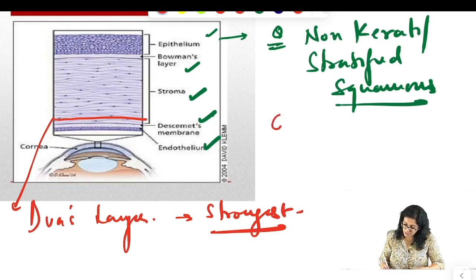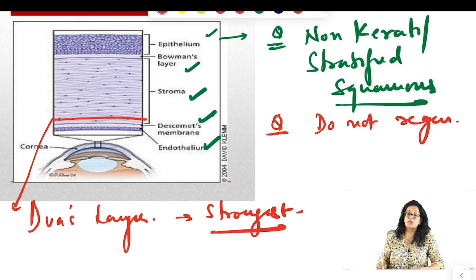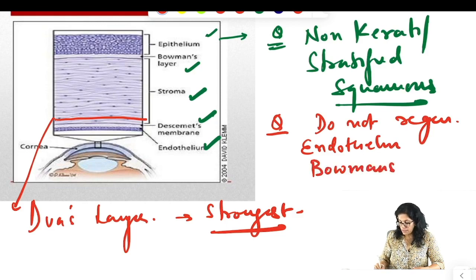Okay. Any other question here? Yes. Which are the layers which do not regenerate? If they ask you, this is a question. First answer will be endothelium. Second answer will be Bowman's. Please remember, Bowman's membrane is nothing but the outermost part of the stroma only. So stroma and Bowman's will not regenerate, because that's the reason for any damage.